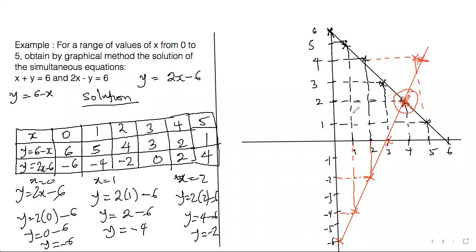You can see where the two lines intersect. The coordinate of the point of intersection of the two lines gives the solution of the simultaneous equation. And that will be y equals 2 and x equals 4. That's where they intersect. So the solution will be x equals 4 and y equals 2.